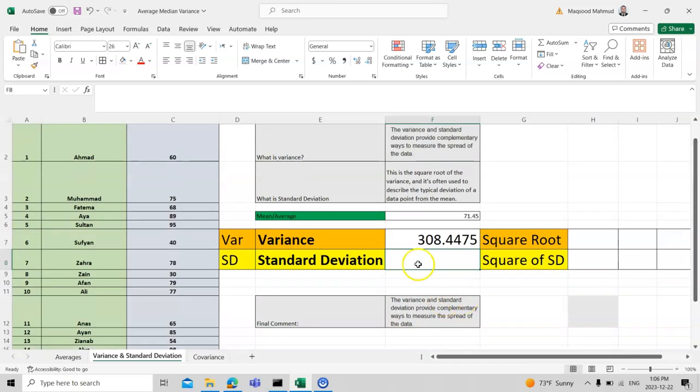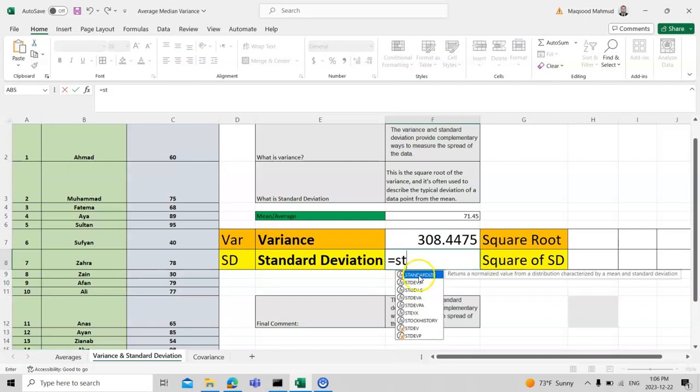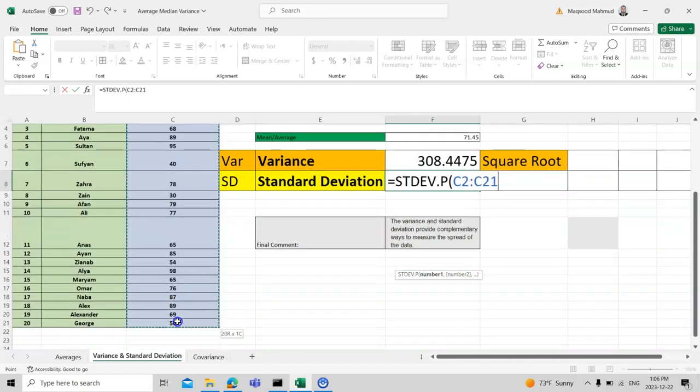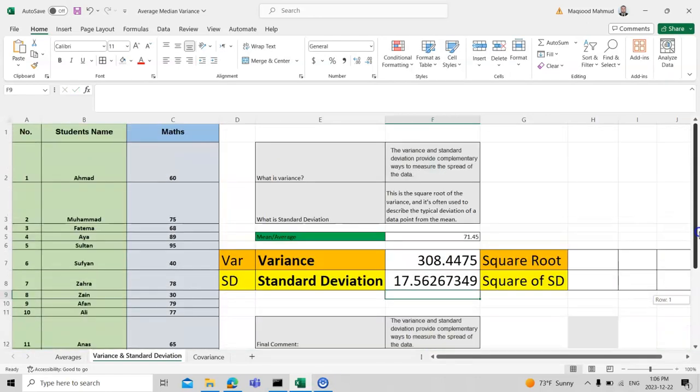Now we find the standard deviation. Standard deviation is very simple. It is basically the square root of the variance, and it tells you how your data deviates from the mean point. We take the function for the whole population, select all the numbers, and press enter. So 17.5 is the standard deviation, which is how much each point can deviate from the mean.